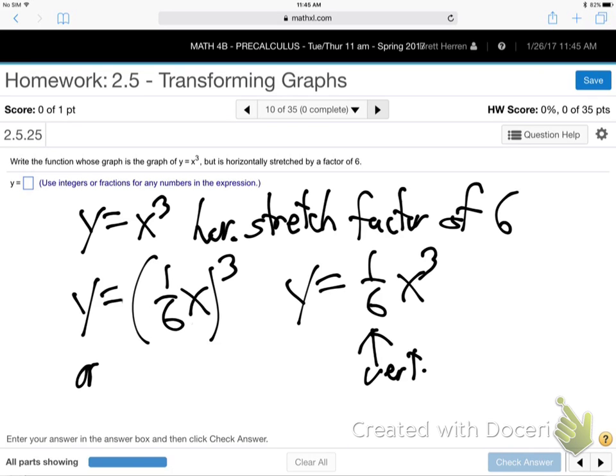That's the same. You could write it the other way. You could say x over 6 cubed. That's the same answer. That's the same thing as 1/6 times x. Dividing by 6 or multiplying by 1/6. Either way, same thing. That'll actually stretch it horizontally, 6 times as wide as it was before. Good? Isn't that good? All right.